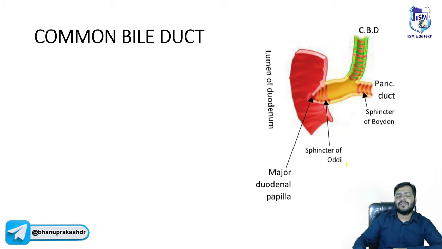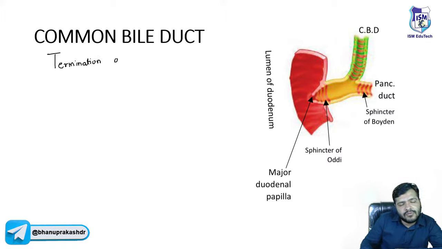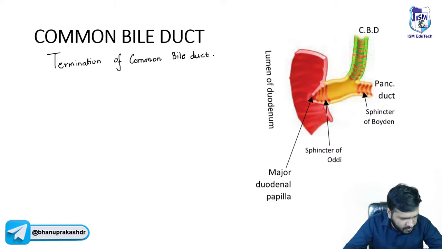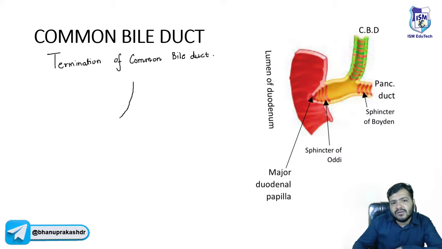Now, if we come to the common bile duct, beta, let me try to just draw the same diagram which is drawn on the screen. Okay, so let me just talk about the termination now. How does it end? The termination of the common bile duct. You already know, again I will draw for you the same diagram given over here. You already know we have the common bile duct.